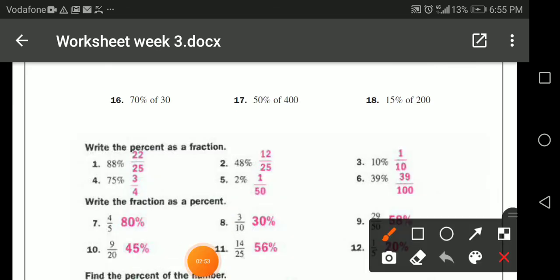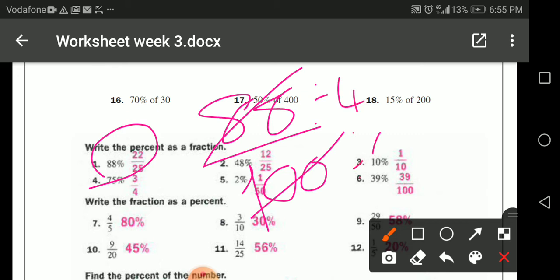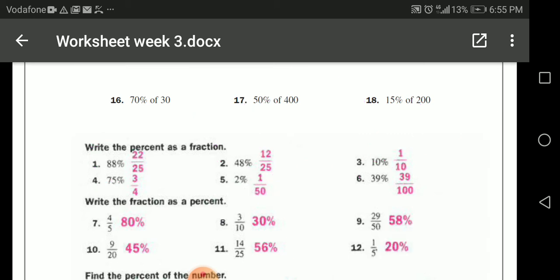Write the percent as a fraction. So how can we solve this? 88%. 88% means 88 over 100. Simplify means divide, divided here by what? Divided by 4 and divided by 4. Let's do it. 100 divided by 4 gives me 25. 88 divided by 4 gives me 22. So 22 over 25, the simplest form, because we don't have any common factor.